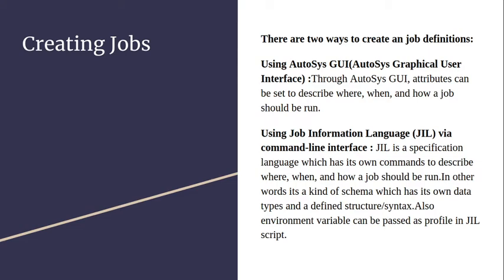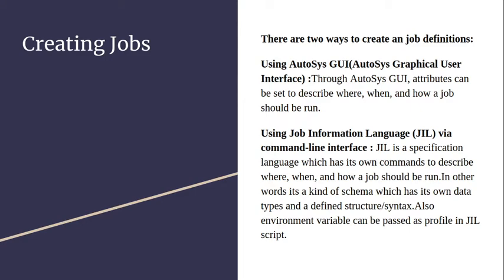So in this slide we will be talking about how we can create a job definition. There are 2 ways to create a job definition. Number one is using the GUI. Here GUI refers to the graphical user interface. Through the Autosys GUI, attributes can be set to describe where, when and how a job should be run. And second, we can create an Autosys job using JIL. JIL is Job Information Language. In the next slides we will talk about it.